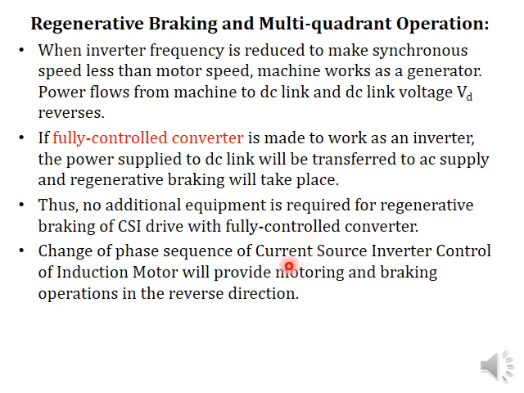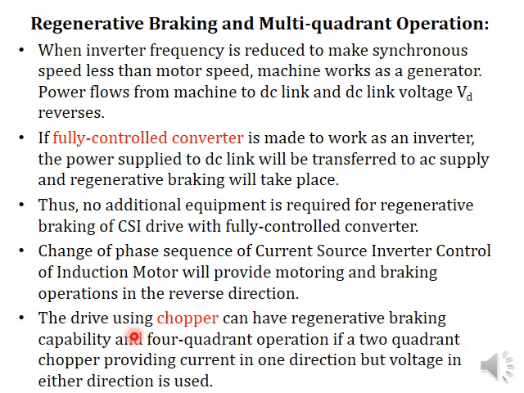Then, as we discussed in the VSI fed drive, changing the phase sequence of the CSI fed inverter control of the induction motor will provide motoring and braking operation in the reverse direction, that is third and fourth quadrants. Let's consider the case of a chopper fed inverter. The drive using a chopper can have regenerative braking capability and 4-quadrant operation if a 2-quadrant chopper providing current in one direction but voltage in both directions is used. If the supply voltage is DC, you have to use a chopper. That chopper should be a 2-quadrant chopper which provides current in one direction but voltage in both directions. Then we can implement regenerative braking.